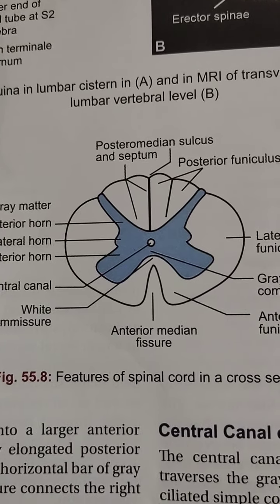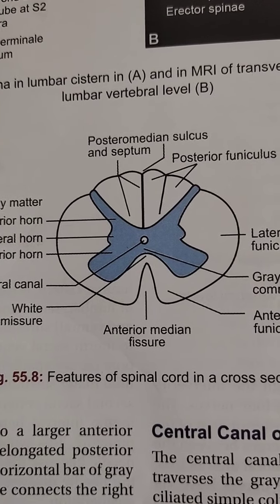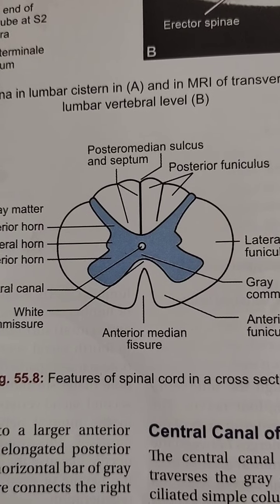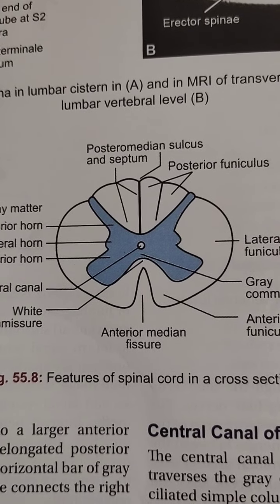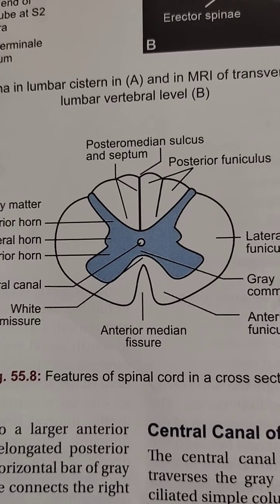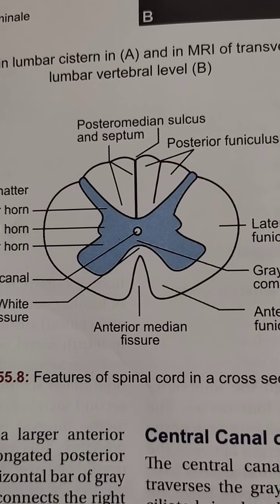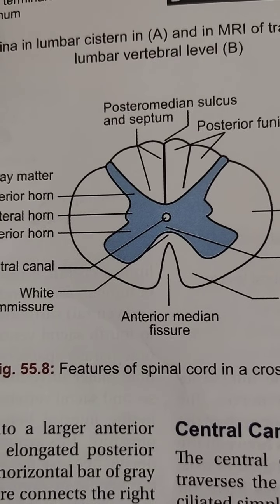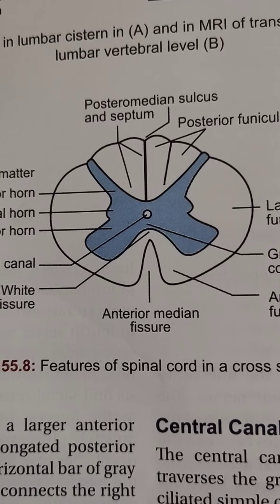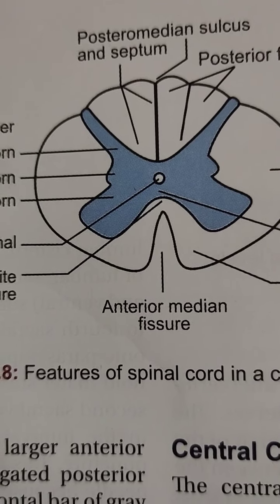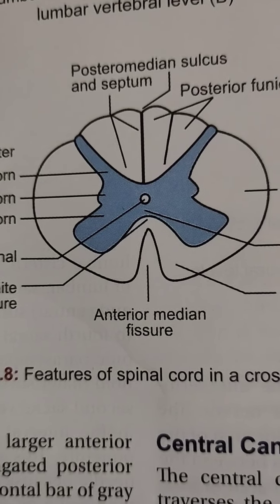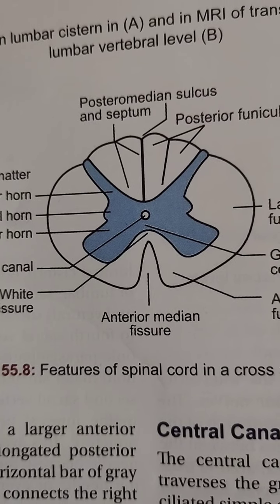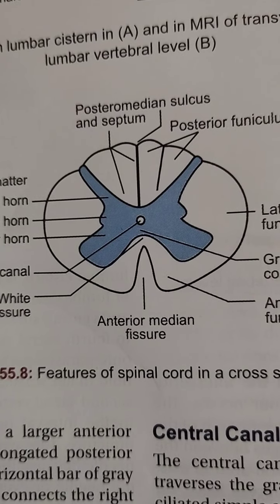It is divided into two equal symmetrical halves, right and left, by the presence of the anterior median fissure and posterior median sulcus. Into this the pia mater dips, which is called the posterior median septum. Internally, the spinal cord is divided into an outside whitish part called white matter, and the bluish one which looks like a butterfly is called gray matter. This gray matter is in the form of a butterfly, as the butterfly has wings.